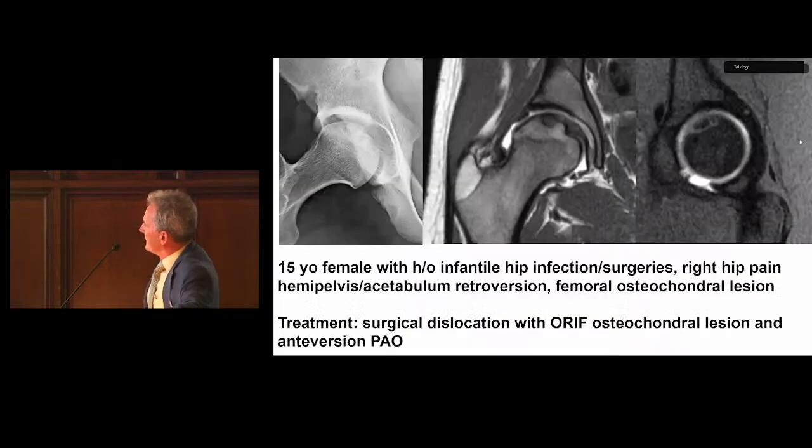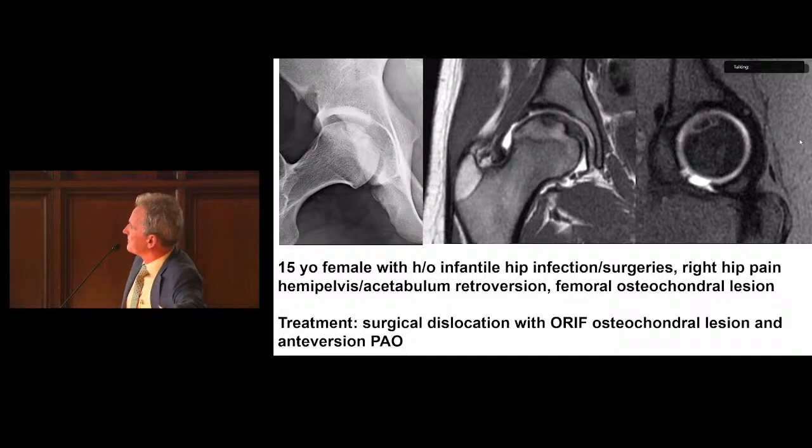She also had an osteochondral lesion of the femoral head. We were concerned about instability of that lesion, so our plan was to treat the femoral head lesion as well as correct the acetabular deformity. So, surgical dislocation with open reduction and internal fixation of this unstable osteochondral lesion, and then an anteverting PAO.